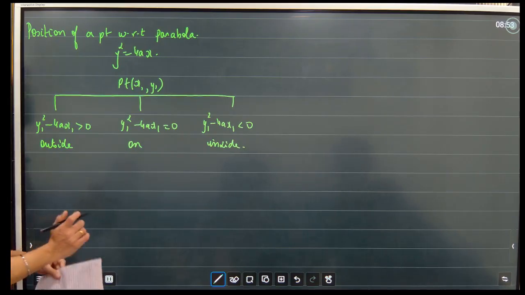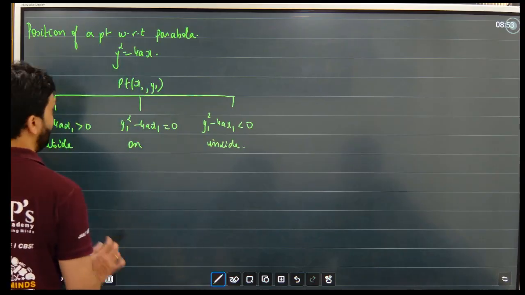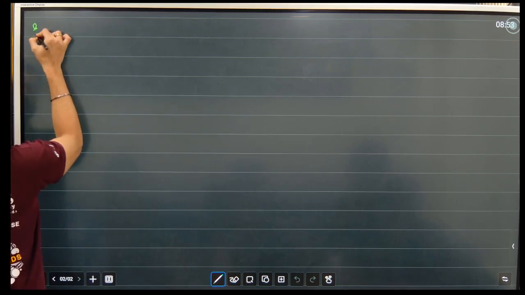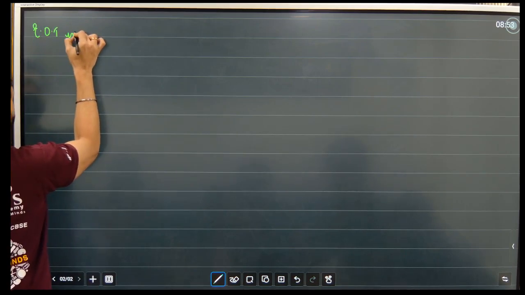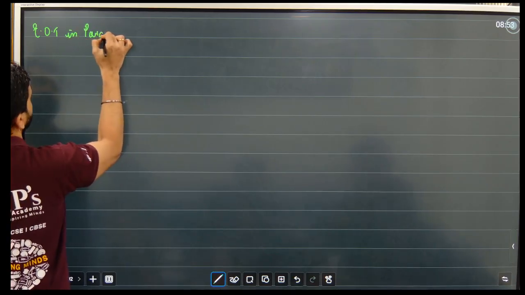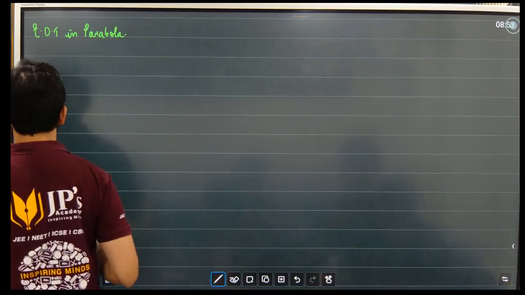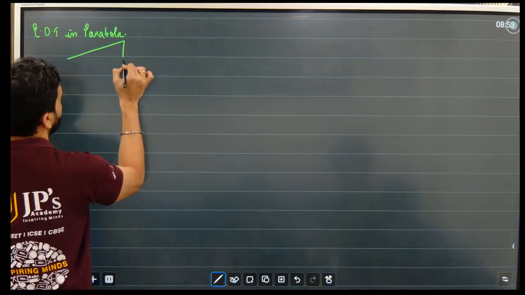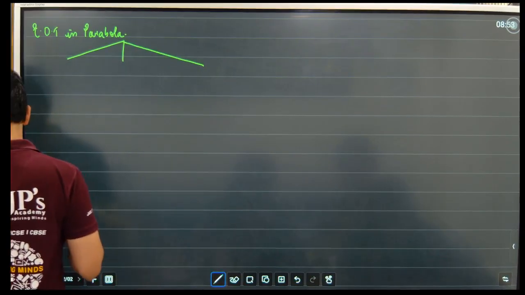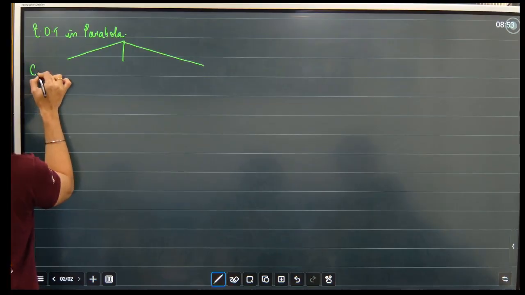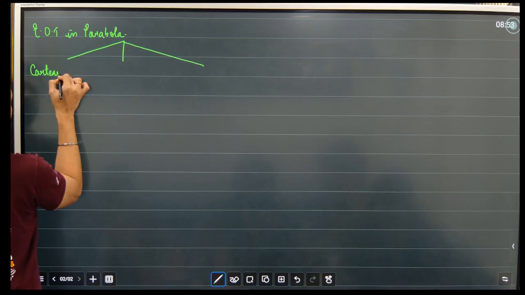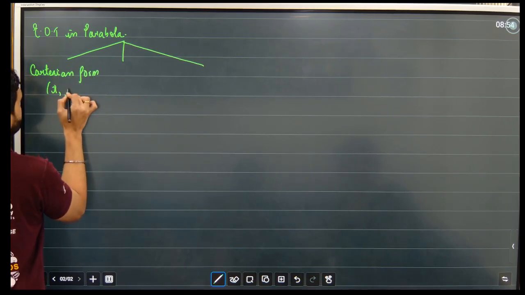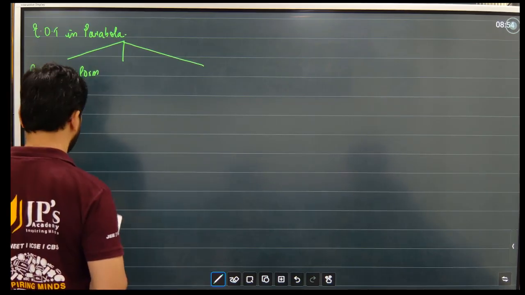Okay, now if you go with this, the next thing that we understand is the equation of tangent in a parabola. The equation of tangent in a parabola is basically of three parts. First is the Cartesian form, when it is touching at a point, say (x1, y1).